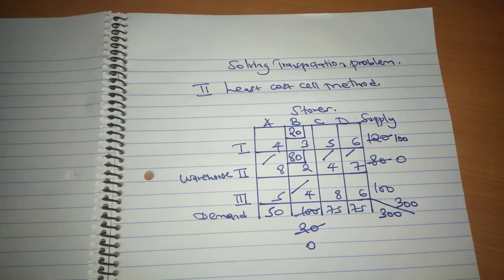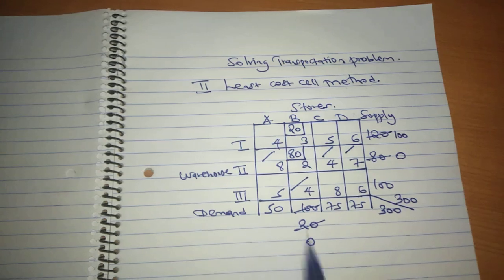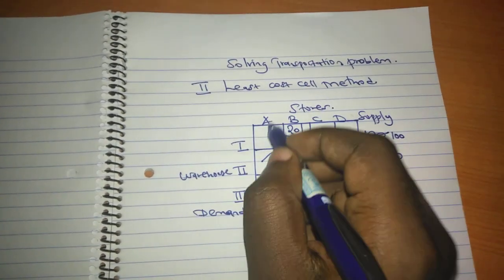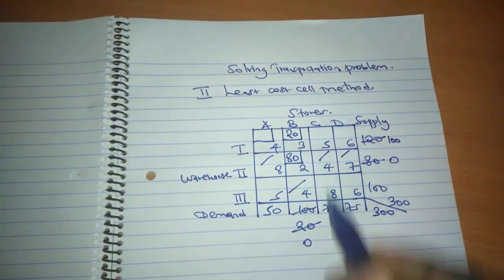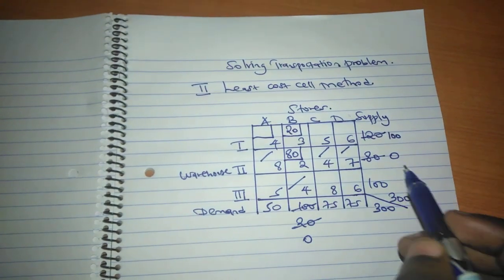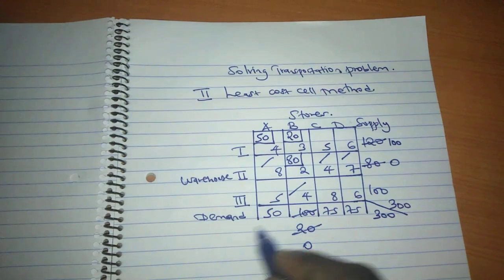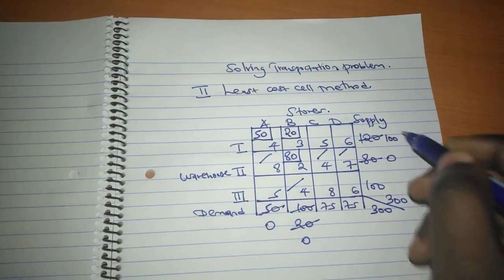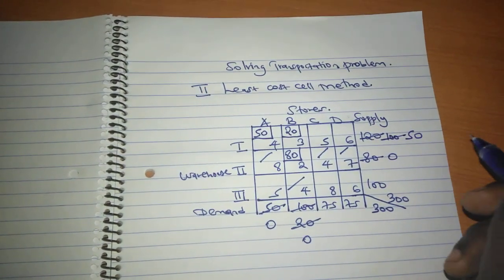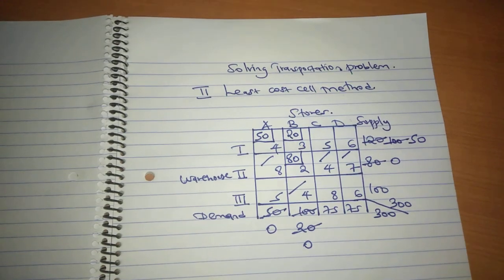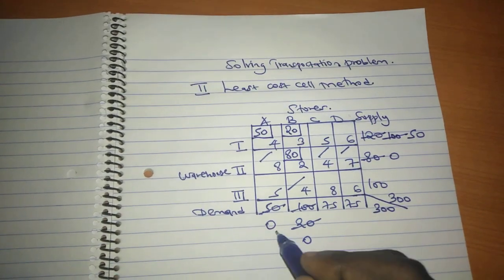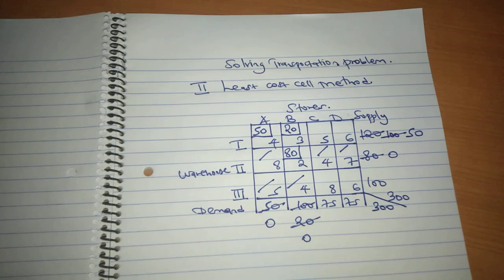The next least cost will be at 4. At 4 we have 50 and 100. The most you can allocate in that cell is 50. You adjust, get 0. This will be 50. Now since you have a 0 here, you close this cell.